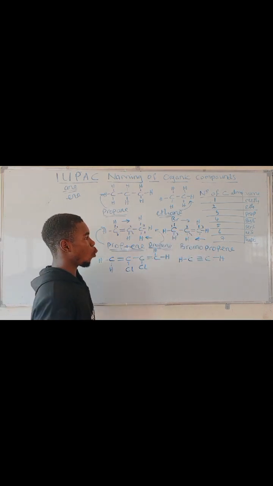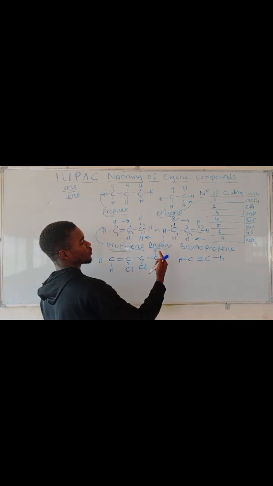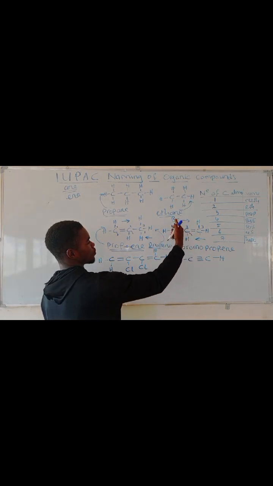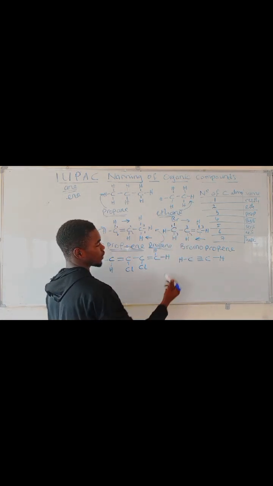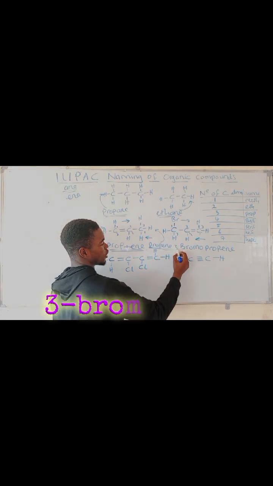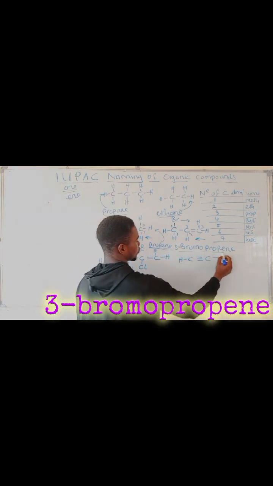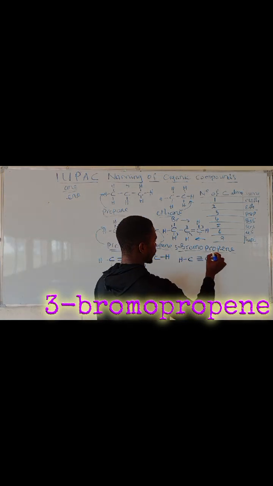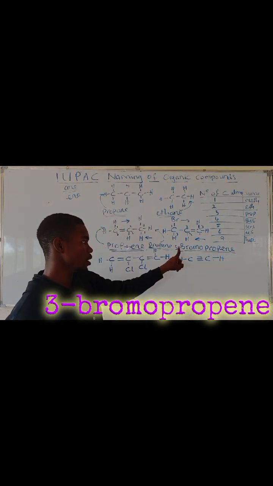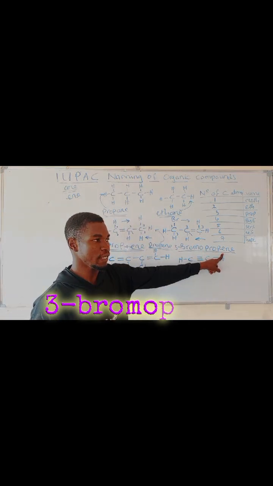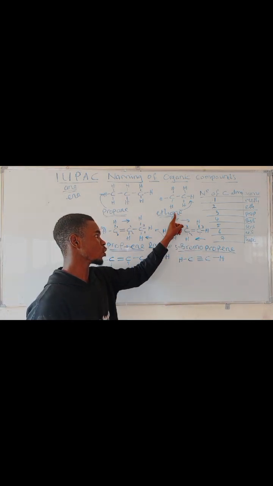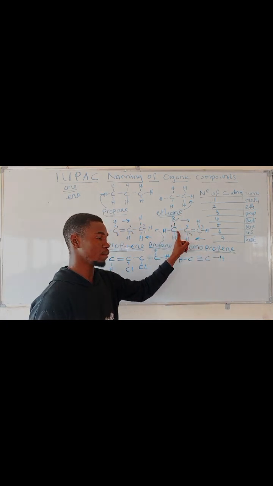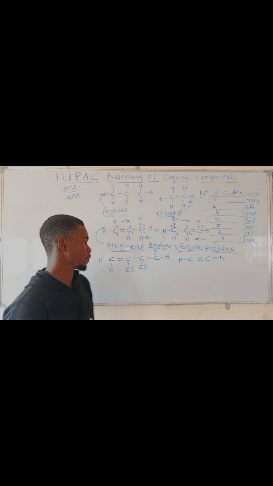Then, friends, in which position is bromine found? 1, 2, 3. So it's on carbon number 3, right? So this becomes 3-bromopropene, guys. So this becomes the name of this compound. The IUPAC name is 3-bromopropene. Why 3? Because the bromine atom is found on carbon number 3.